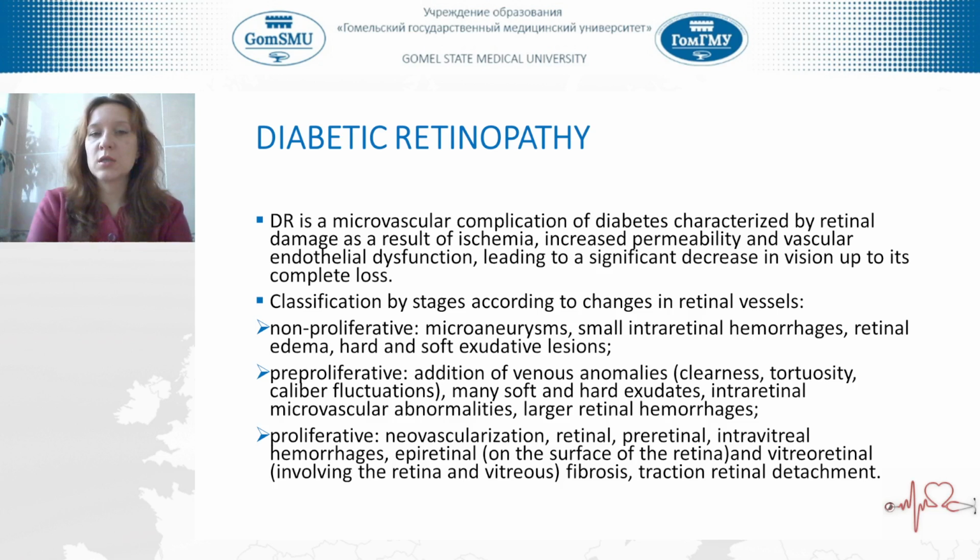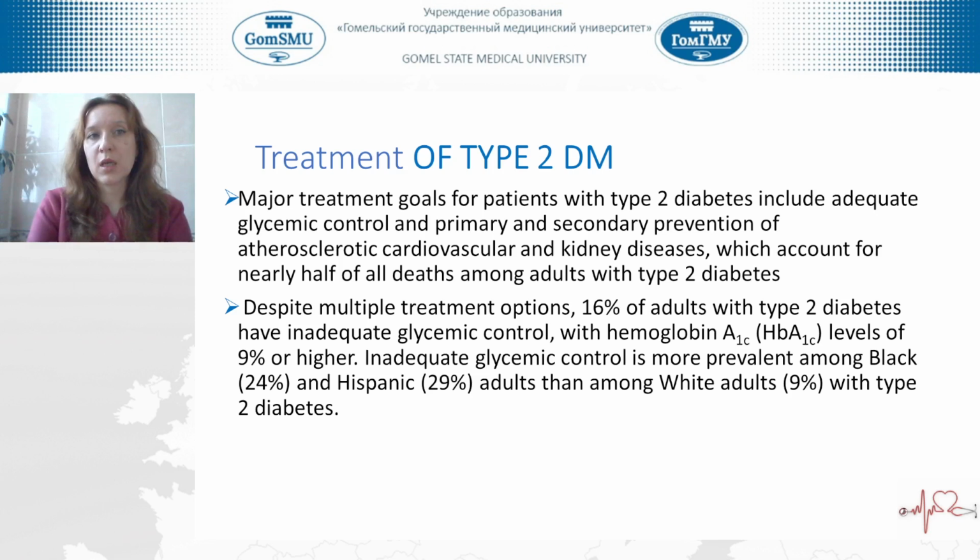Preproliferative: addition of venous abnormalities, many soft and hard exudates, intraretinal microvascular abnormalities, larger retinal hemorrhages. Proliferative: neovascularization, retinal, preretinal, intraretinal hemorrhages, epiretinal and vitreoretinal fibrosis, traction retinal detachment. Treatment of type 2 diabetes.